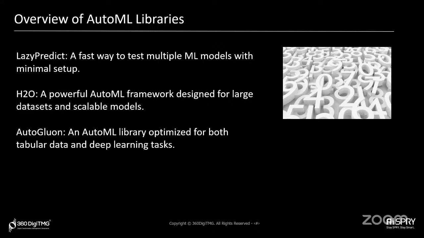First is Lazy Predict, which is a very fast way to test multiple machine learning models with minimal setup. Then we have H2O, which is a powerful AutoML framework designed for large datasets. When it comes to large datasets, we can use H2O. Then we have AutoGluon, an AutoML library optimized for both tabular data as well as deep learning tasks. AutoGluon is made by AWS, Amazon Web Services. This is an open source AutoML library.